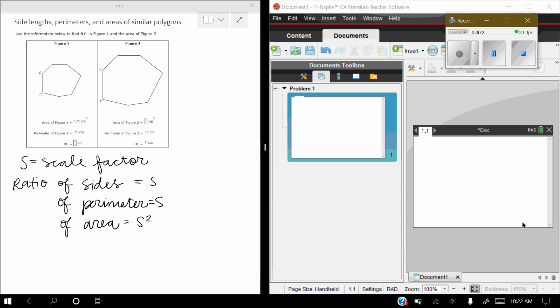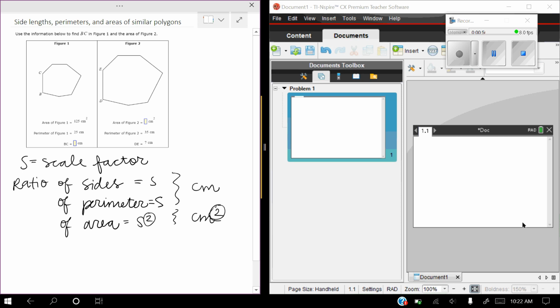So you know what's going on, S is the scale factor. When I talk about S, I mean scale factor. The ratio of the sides is just the scale factor itself. The ratio of perimeters is the scale factor itself, and the ratio of area would be the scale factor squared. This is pretty simple for me to remember, because if I label a side length or the perimeter, I would just label it in centimeters, just the plain unit. And with area, I'm going to label it in units squared. That squared there is how I remember what goes with what.